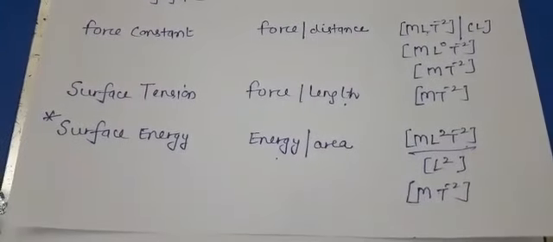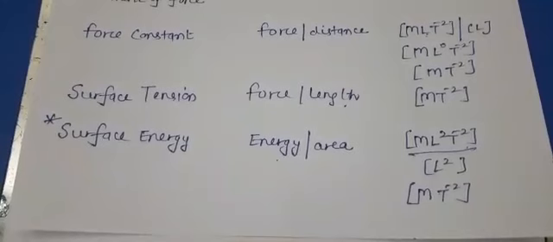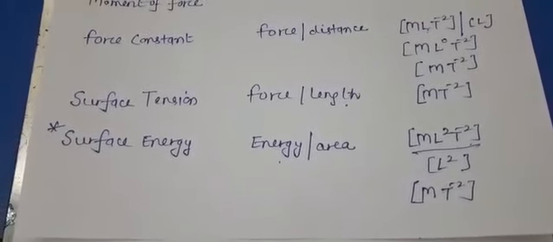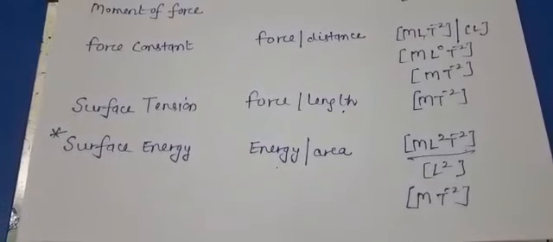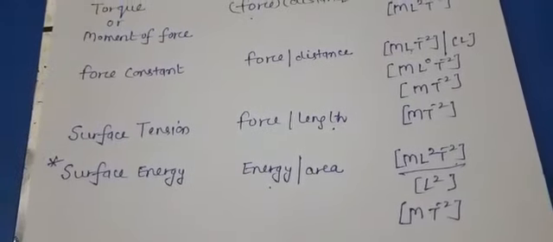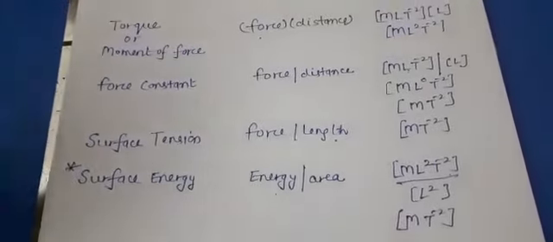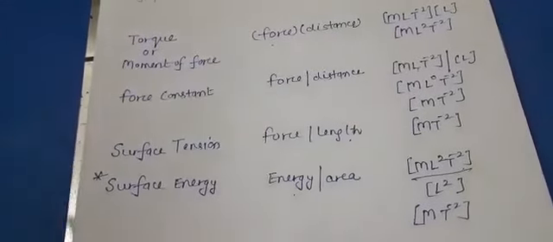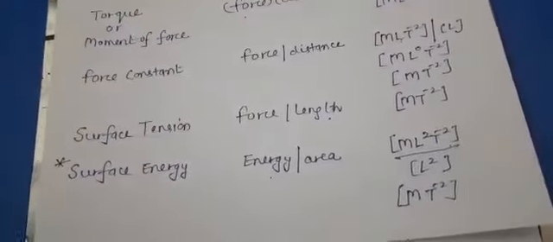It does not make sense that because the dimension formulas are the same, the quantities represent the same thing. No, the quantities are entirely different. The dimension formula is just a formula, nothing else. You have to practice it so that you can attempt questions asking to find the dimension formula of any particular quantity.